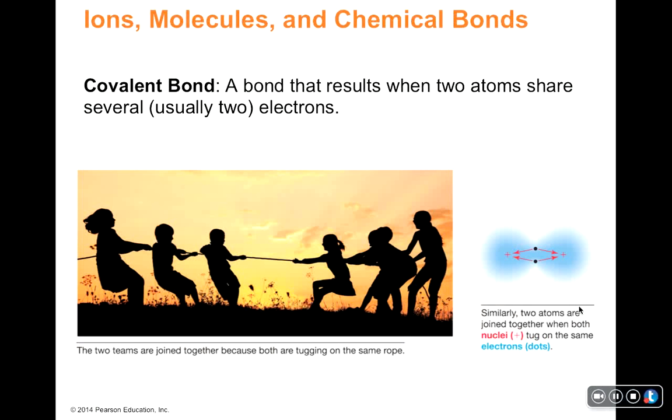So when you're looking at a formula or a name, and we'll be dealing with binary compounds and those with polyatomic ions predominantly, you need to identify whether you're looking at two nonmetals or a metal and a nonmetal. If you're looking at two nonmetals, then that's a covalent compound or a molecule. If you're looking at a metal and a nonmetal, then that's an ionic compound.